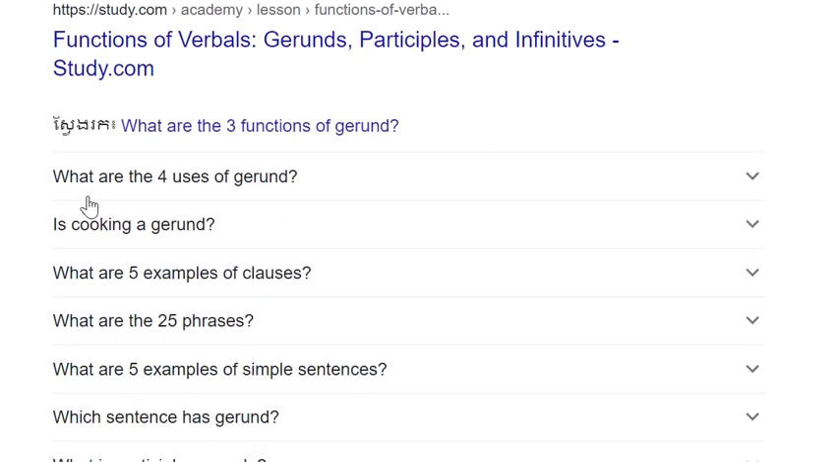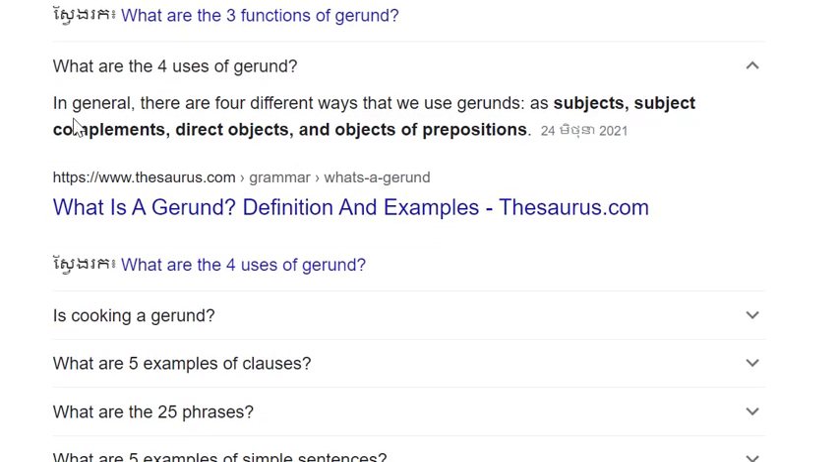What are the four uses of gerund? In general, there are four different ways that we use gerund: as subject, subject complement, direct objects, and object of prepositions.